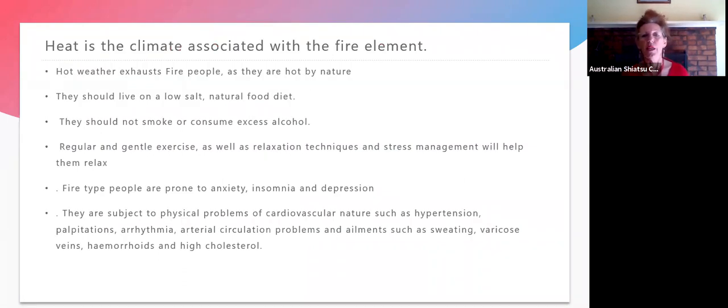So heat is the climate associated. So therefore, you'll find that people who are more fire element tend to get hotter and find extreme overheating in summer, so that they don't necessarily like the warm weather. Because of the heart aspects, they really need to observe their consumption of alcohol and foods, fatty foods, all of those things. So really important to not overdo the exercise and look at stress management.